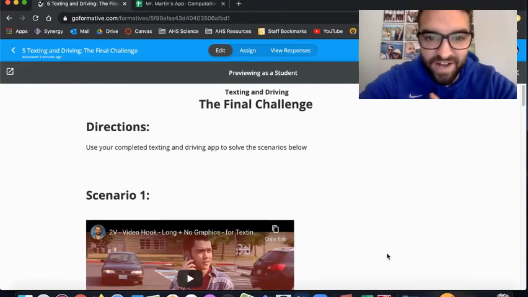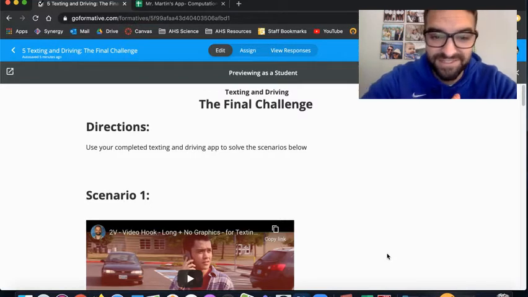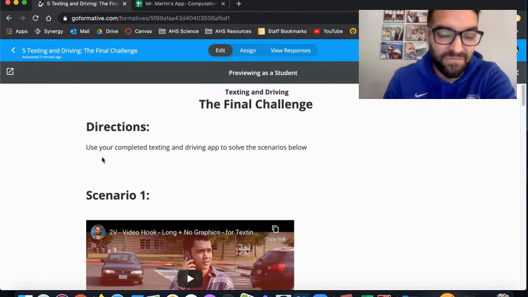Welcome to the final challenge for texting and driving. You should have just completed your app, which will be incredibly helpful to solve these problems. So, the directions: use your completed text and driving app to solve the scenarios below.